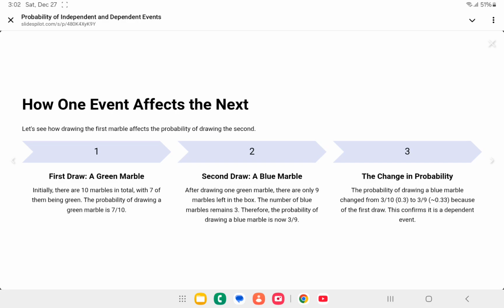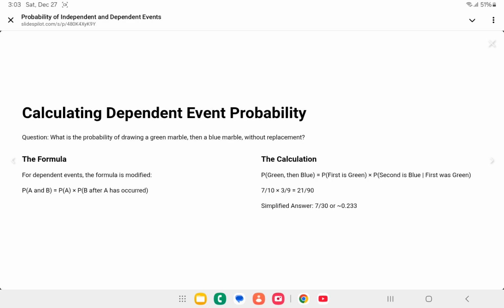For the second event, the probability of drawing a blue marble is not 3 over 10. Since there is a total of 9 marbles left in the box, with a total of 3 blue marbles remaining, the probability of drawing a blue marble is now equal to 3 over 9 or 0.33. As you can see, the probability of drawing a blue marble has changed. At first, it had a value of 0.3, but now it has a value of 0.33 or 3 over 9. As a result, this is a dependent event because the occurrence of the first event affected the probability of the second event. Now to finish this problem, all we have to do is multiply these two values together. 7 over 10 times 3 over 9 gives us an answer of 7 over 30 or 0.233.